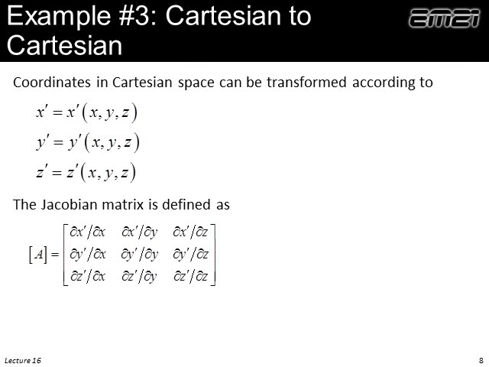Last example, Cartesian to Cartesian. Maybe we're stretching an axis or something like that. That's pretty easy, and these are just the stretching factors. So we can actually transform from one coordinate system to the same coordinate system, but maybe it's just scaled.